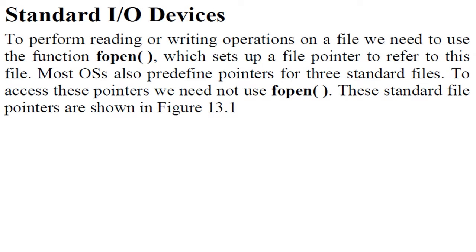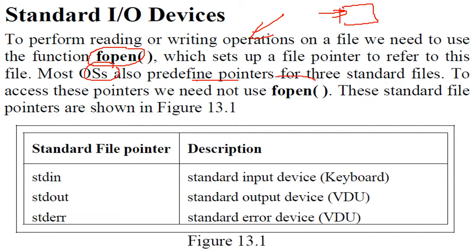Standard input-output devices. Whenever we are performing the reading and writing operation, we use fopen, which sets the file pointer to refer to the file. Most operating systems have predefined pointers to the 3 standard files. To access these pointers, we need not open them again and again with fopen.